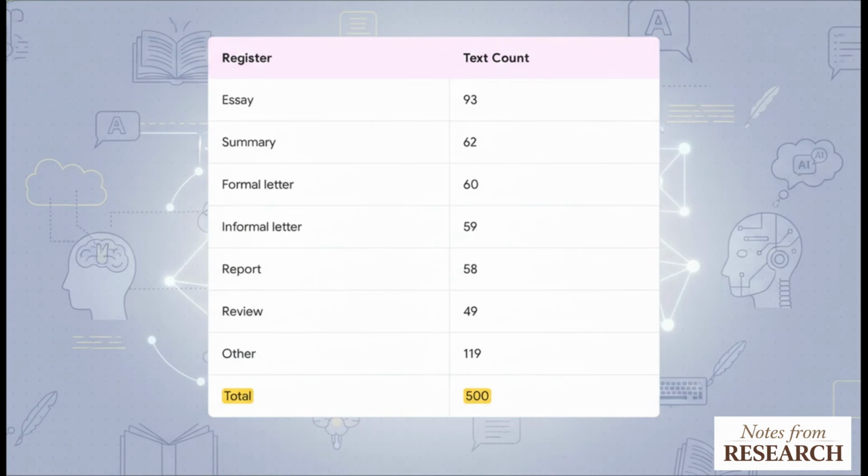And this table gives us a look at the different registers inside that human corpus. As you can see, there's a wide range of text types that you'd expect to find in language teaching. Things like essays, summaries, formal letters, informal letters, and so on. This diversity is really essential for testing the AI's ability to replicate these specific, function-driven text varieties.